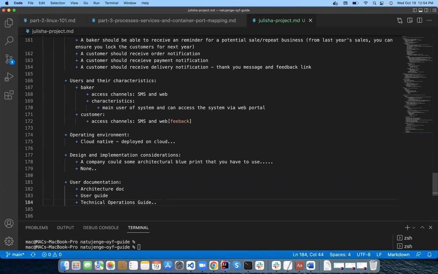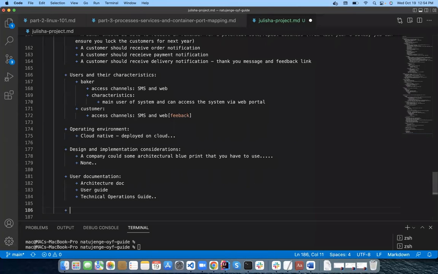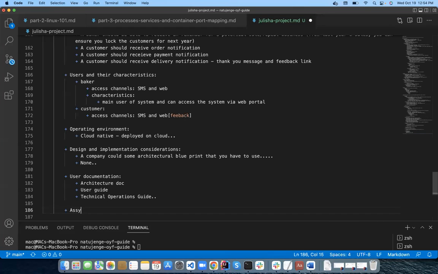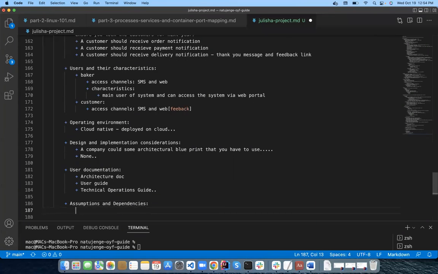Because the builder of the system and the operator of the system, the person who supports it on a day-to-day basis, come together. So assumptions and dependencies is another element that you need to state. And here we can say none.